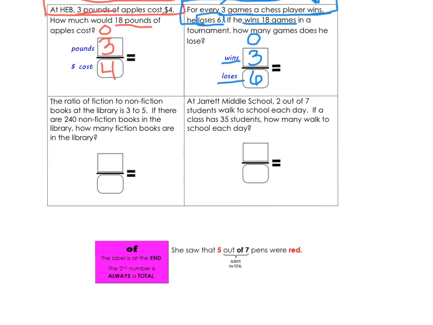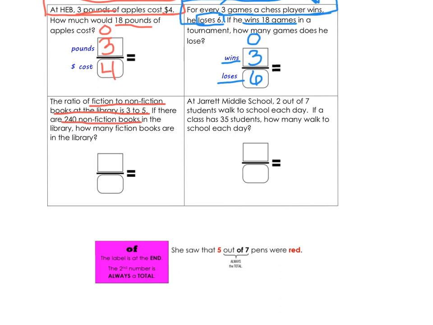Okay? All right, now let's look at the bottom 2. So I'm going to look at my first sentence to find my original ratio. It says the ratio of fiction to nonfiction books in the library is 3 to 5. If there are 240 nonfiction books in the library, how many fiction books are in the library? So first off, remember, before we put numbers, we need to put labels. We need to clothe our numbers and make sure we know what we are talking about.